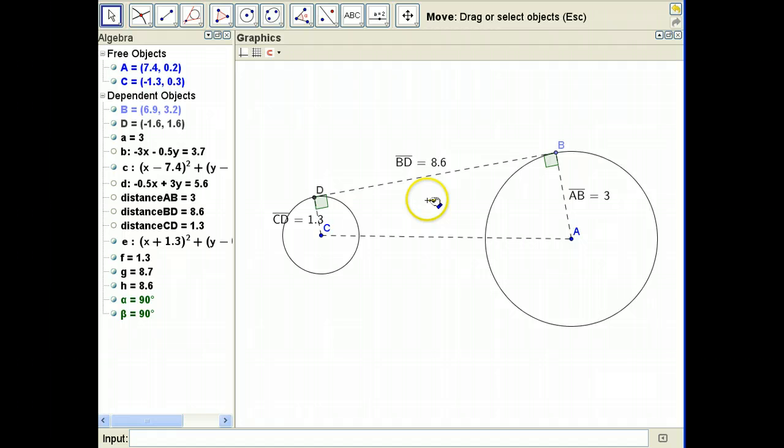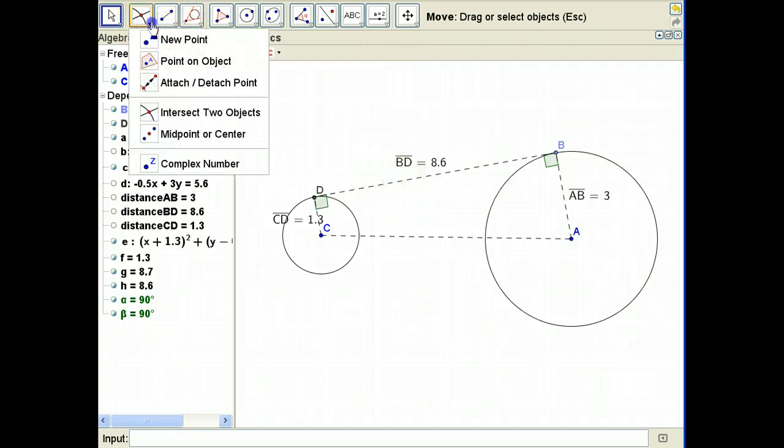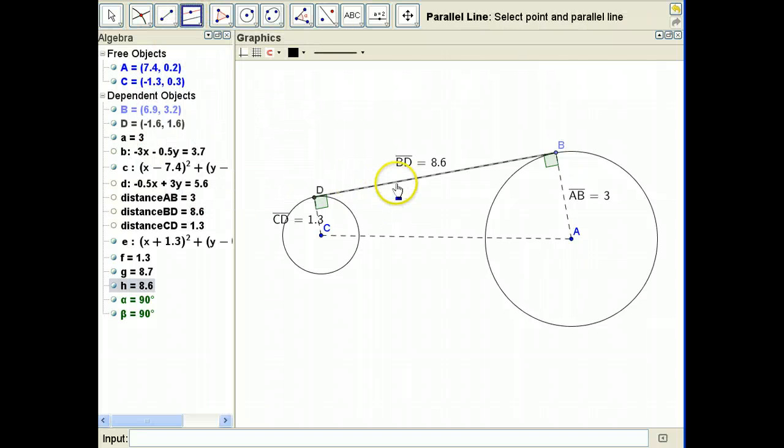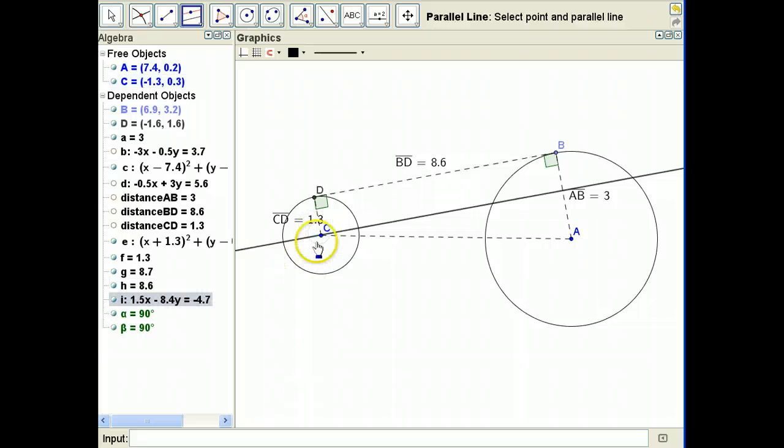To do that, we need to create a parallel line. So highlight this. Well, first go to the parallel line tool and highlight that. The point will go here, and you can already see the rectangle being formed there. And then we know that's 90 degrees. This will be 90 degrees.